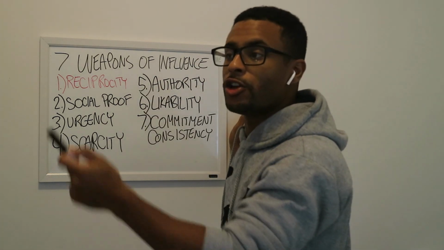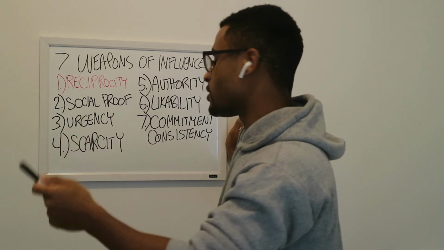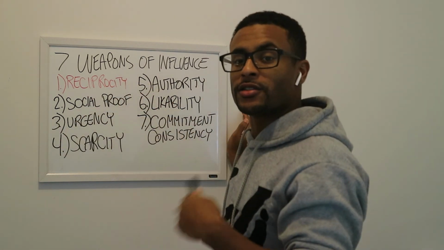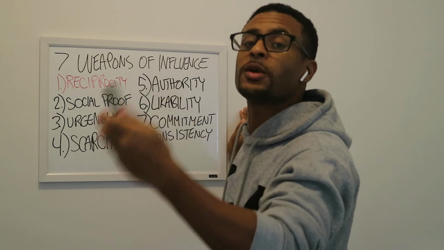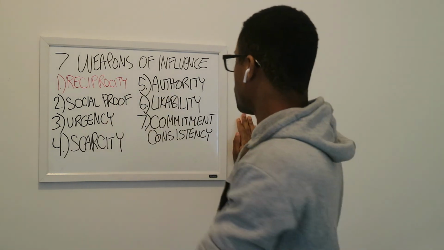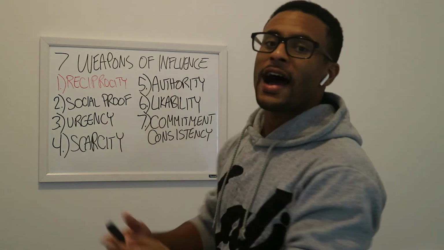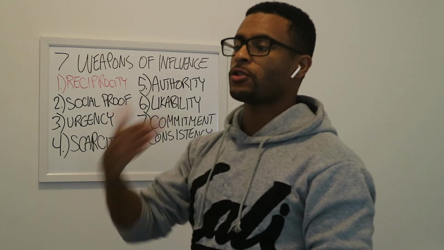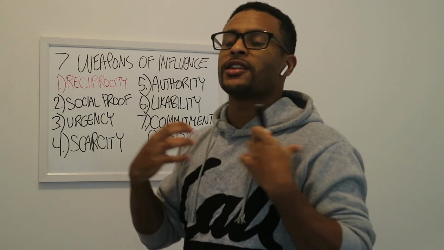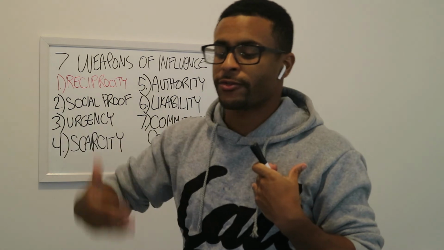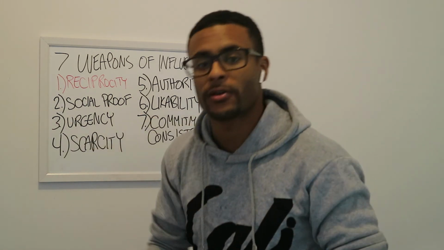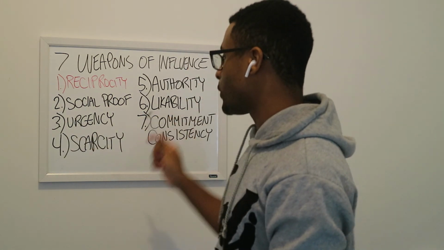That person obviously knows what they're doing, so I should probably listen to them. Likability: that person is attractive or has an attractive personality, so I should probably listen to them. And commitment consistency: I have identified myself with this person or this product, so I should probably continue to take actions that reaffirm the identity that I have created for myself. These are the 7 weapons of influence.